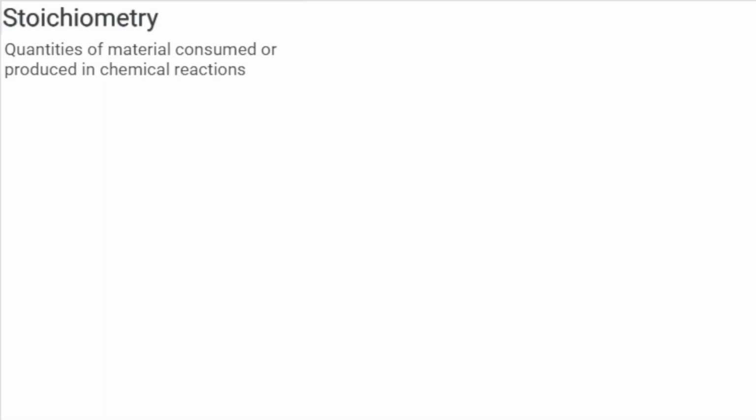Today we're going to talk about stoichiometry. Stoichiometry is where we are determining the quantities of material consumed or produced in a chemical reaction. Or in other words, stoichiometry is just a big word saying that we're going to be doing unit conversions for chemical reactions. Now when we're dealing with chemical reactions, oftentimes we're going to be using something called the mole.